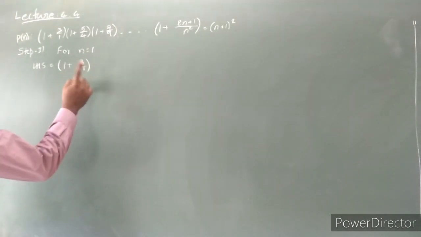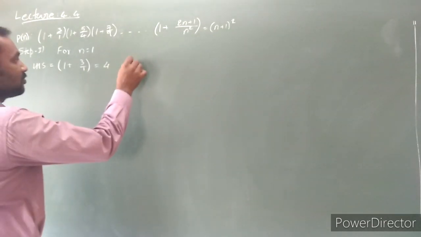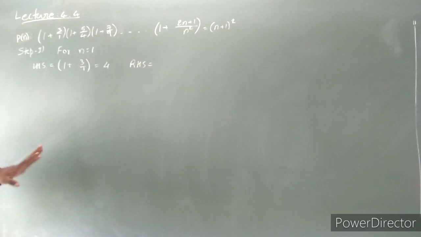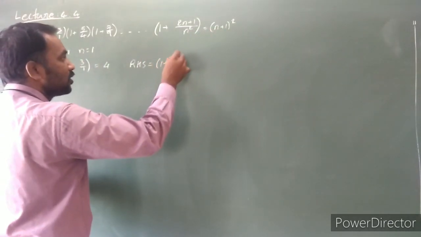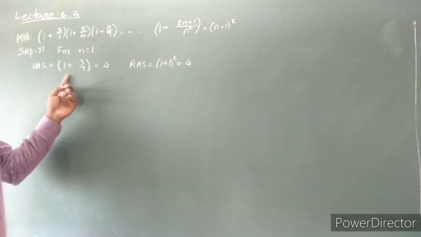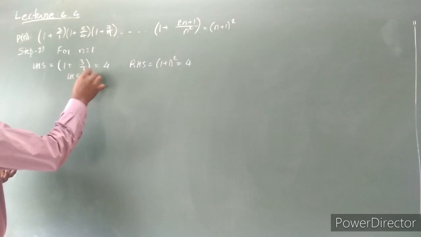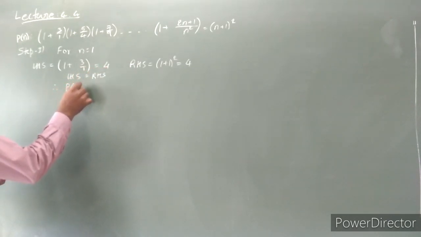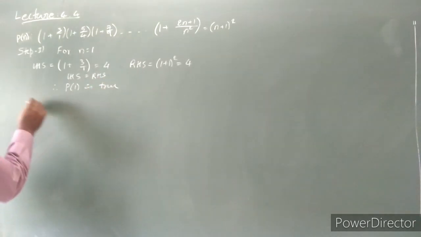Simplify: 3 by 1 is 3, 3 plus 1 is 4. LHS value is 4. Similarly, the RHS value: wherever n is there, replace it with 1. 1 plus 1 is 2, whole square, that is 4. Is LHS equal to the RHS? Yes. Therefore, we can say that P(1) is true.